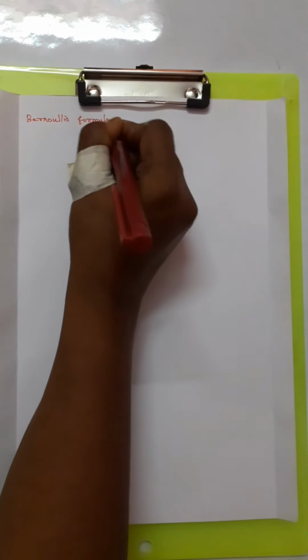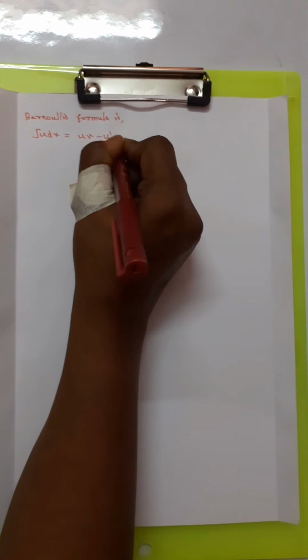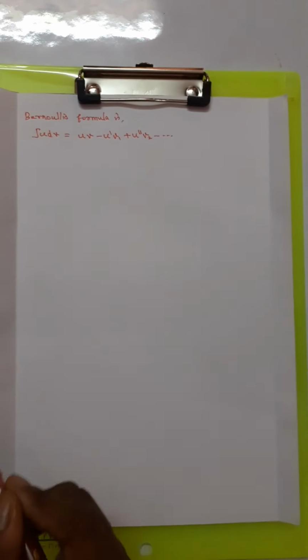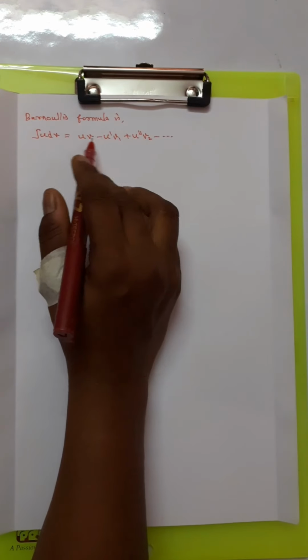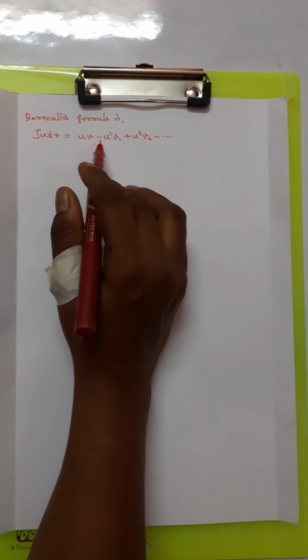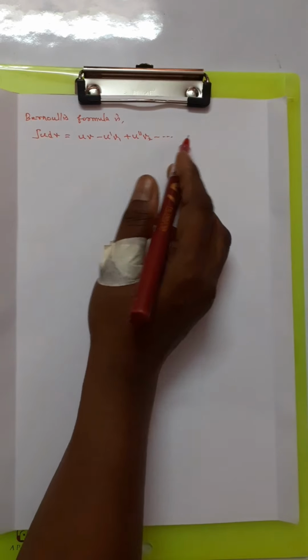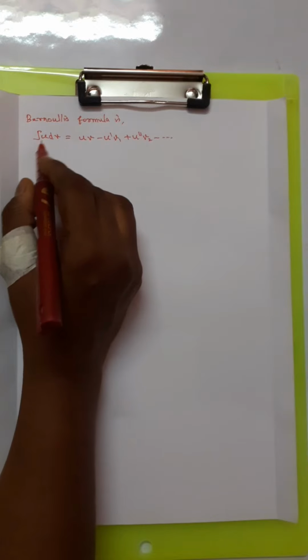Bernoulli's formula is given by integration of u dv is equal to uv minus u dash v1 plus u double dash v2 minus u triple dash v3 etc. It goes on, starting with plus, alternating plus and minus. And u should always be the algebraic term.